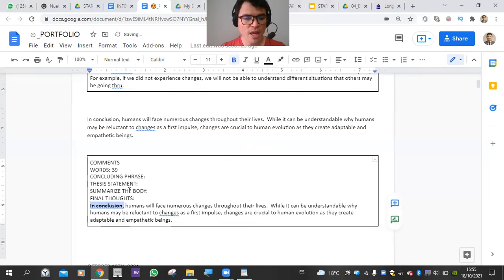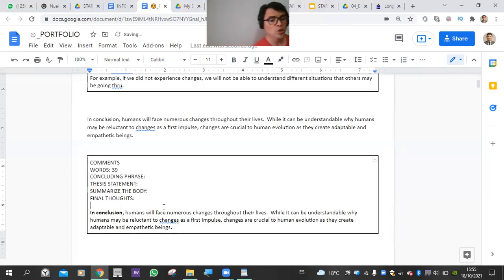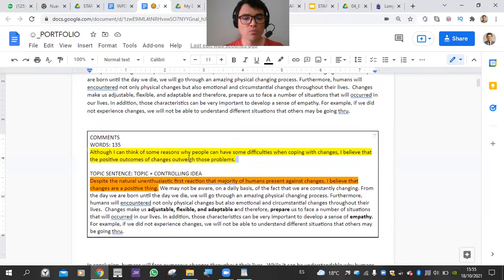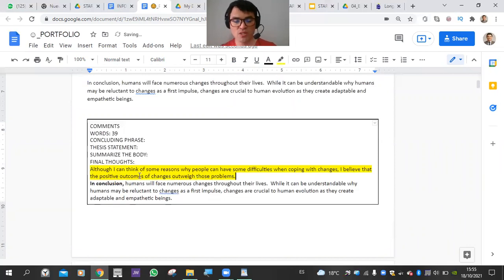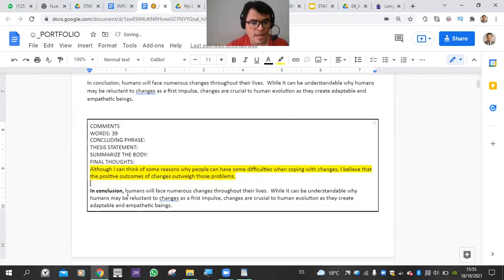Then she needs a thesis statement. I mean, she needs to paraphrase the thesis statement. So let's see if that is what she has. In order to do that, we need to bring the thesis statement down again and paste it here, so that we have reference there. And humans will face numerous changes throughout their lives. Yeah, this is what she says.